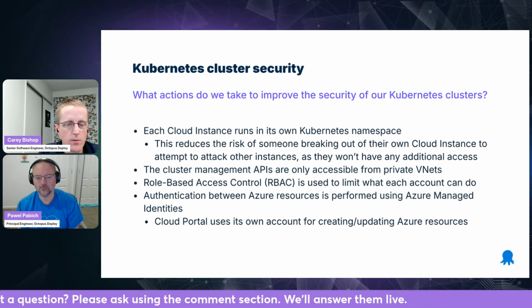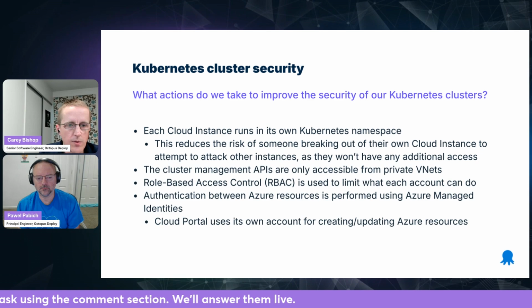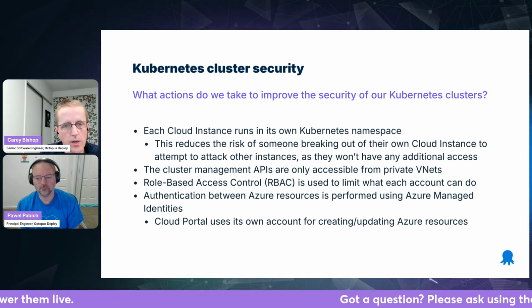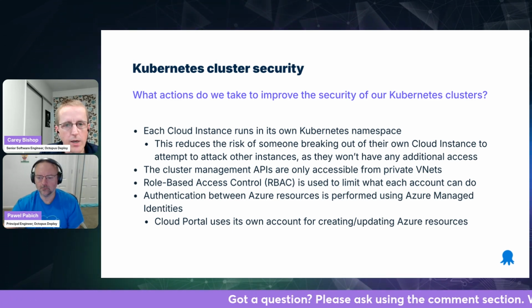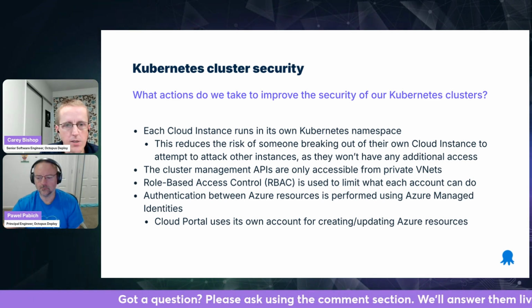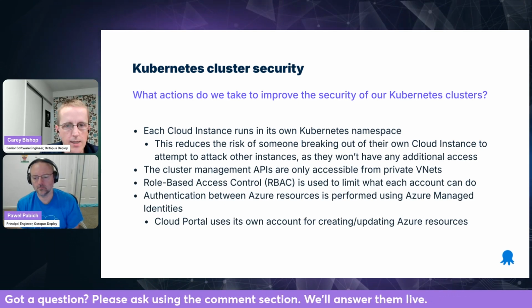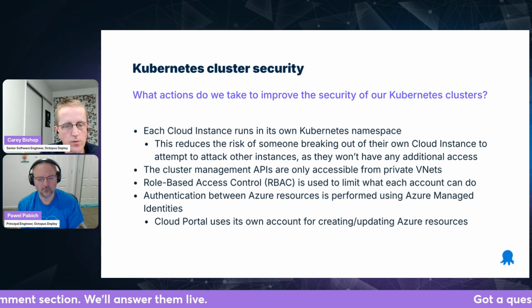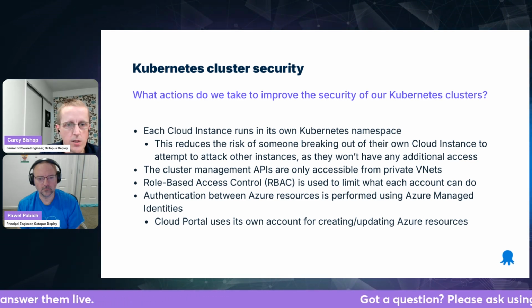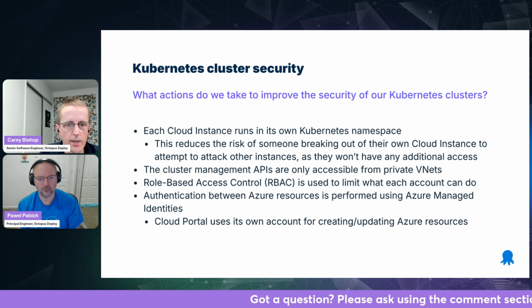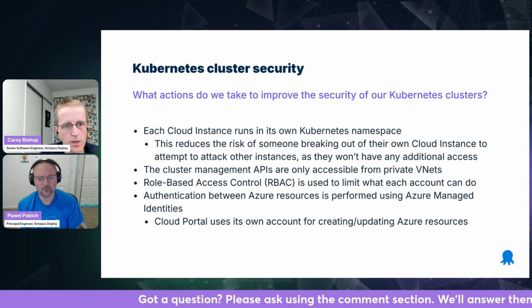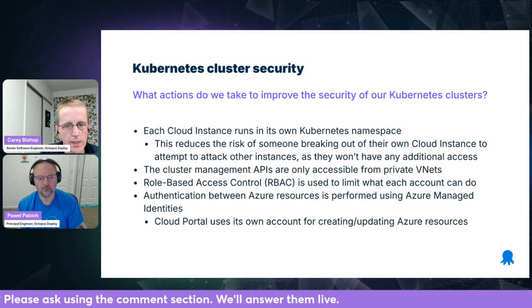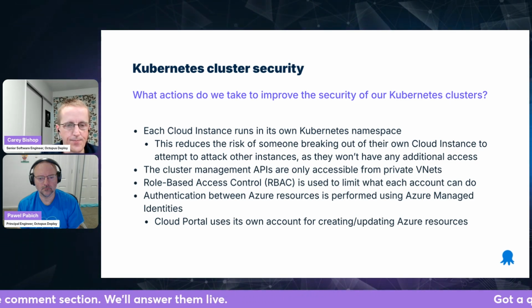And where possible, the authentication between Azure resources is performed using Azure managed identities. So these are user accounts that Azure manages and creates, and every Azure resource can have a managed identity. So in cases like this, we can configure it so that Cloud Portal, for instance, has its own account that it will use for interacting with the Azure APIs. And so we can define ahead of time with role-based access control the different APIs that Cloud Portal needs to be able to call, and it can't call any other APIs because it doesn't have permission to do that.